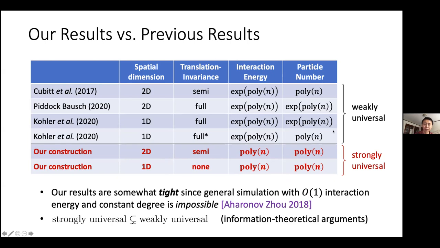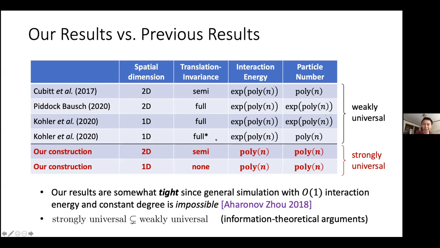Another thing to notice is that the fact that there exists a fully translation invariant universal Hamiltonian implies that weakly universal Hamiltonians are not always strongly universal. And this can be seen in the following argument. If you have full translation invariance, the only free parameter of your Hamiltonian is just the number of particles. And that basically means that you need an exponential number of particles in order to encode general Hamiltonians, which are described by a polynomial number of bits. So it's impossible for them to be efficient, at least in particle number.